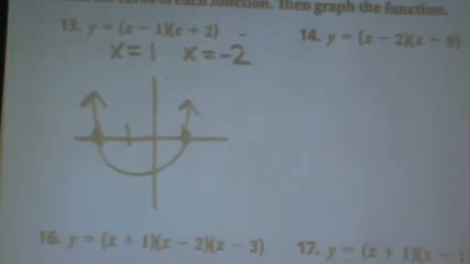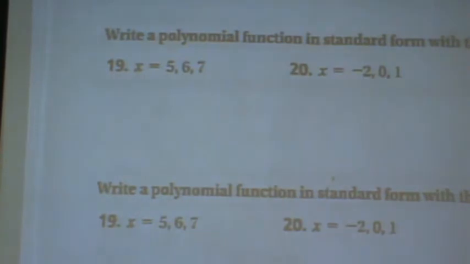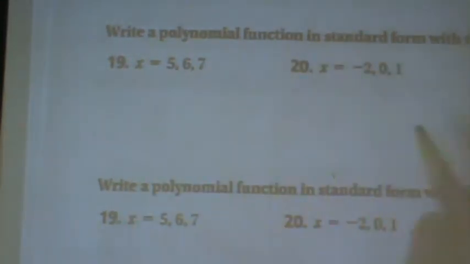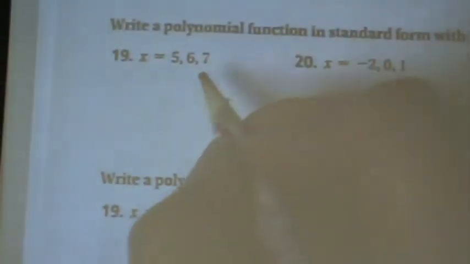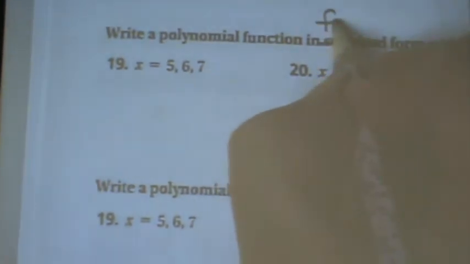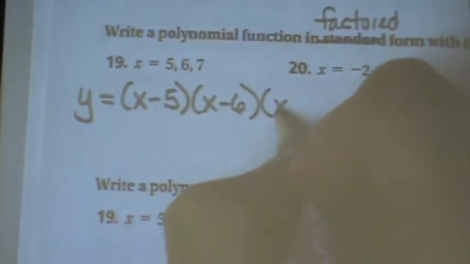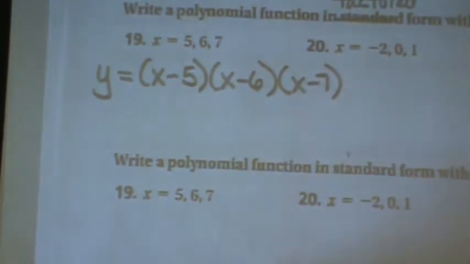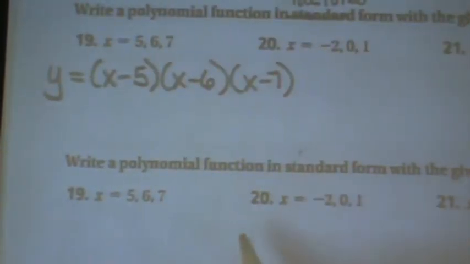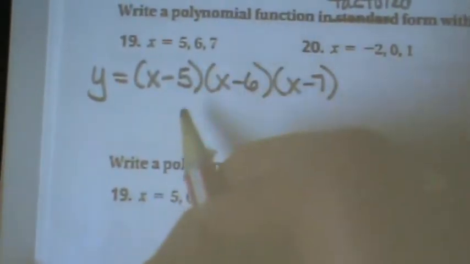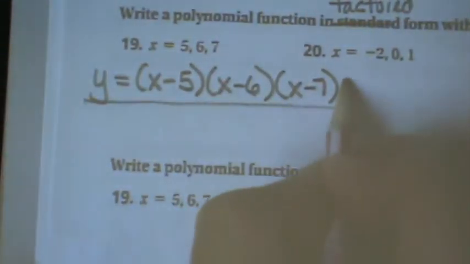Now, 19 through 22, I accidentally typed twice. See how it says 19? Oh, I see. Okay, this is what I want you to do. For the first 19 through 22, I want you to write these in factored form. So you would do y equals x minus 5, x minus 6, and x minus 7, right? What I want you to do for the second 19, write them in standard form. So you'd have to FOIL. And if you want to, box in this answer.